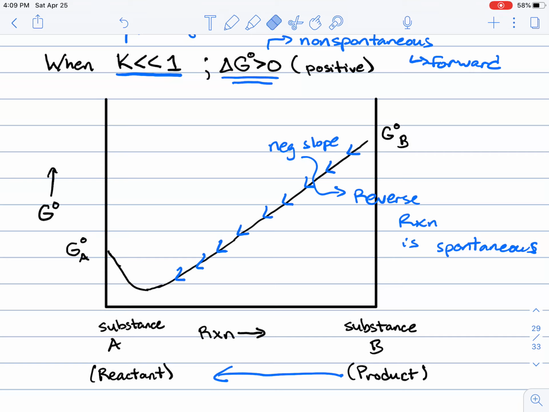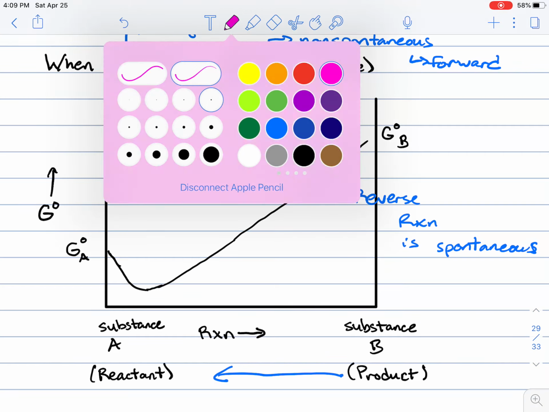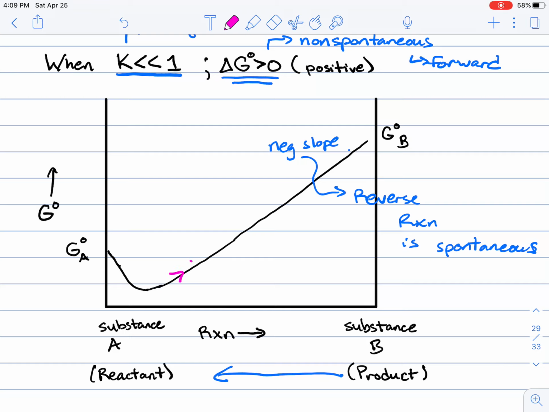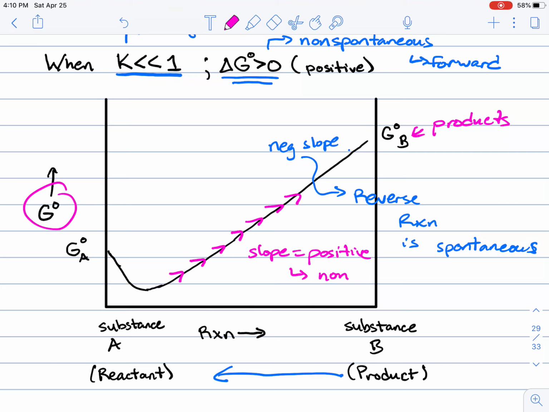Now, if I were to erase all of these blue markings, and if I were to go in reverse, I'm going to switch the sign of the arrow. For example, if I'm going up the hill towards the products, right? So B is the products. I want you guys to note that the slope is positive. And so if the slope is positive with respect to Gibbs free energy, then that means that the reaction is non-spontaneous in the forward direction.